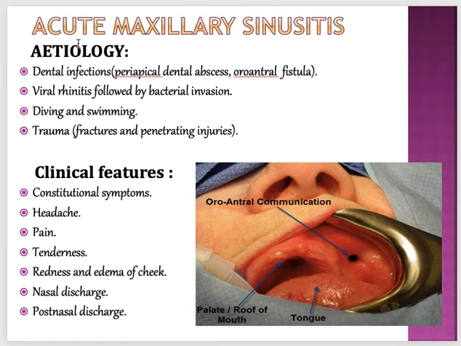Now, what happens is, anyone who has sinusitis, most commonly, as I told you, it is viral causes, followed by bacterial invasion. And see, the same things, swimming and diving and all this stuff is written over here, which I've already explained. So remember guys, what happens when someone has an infection?